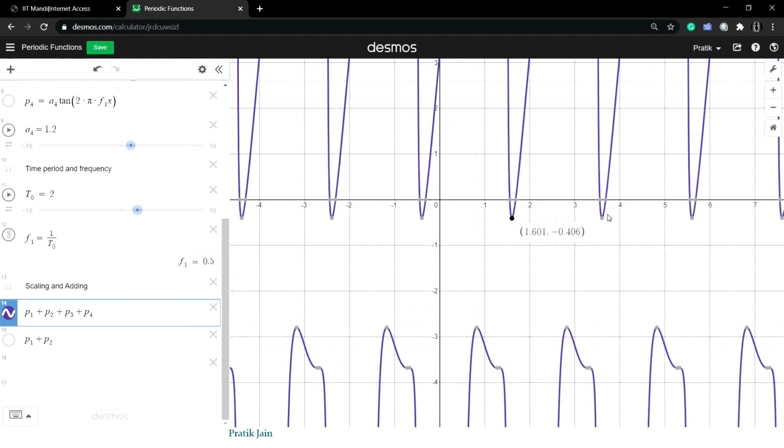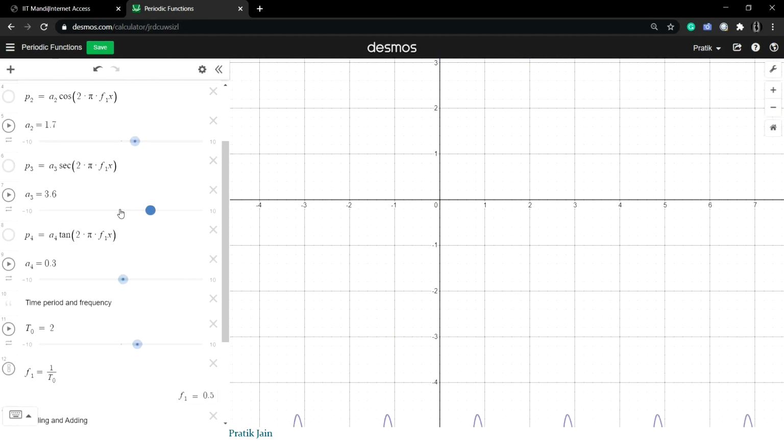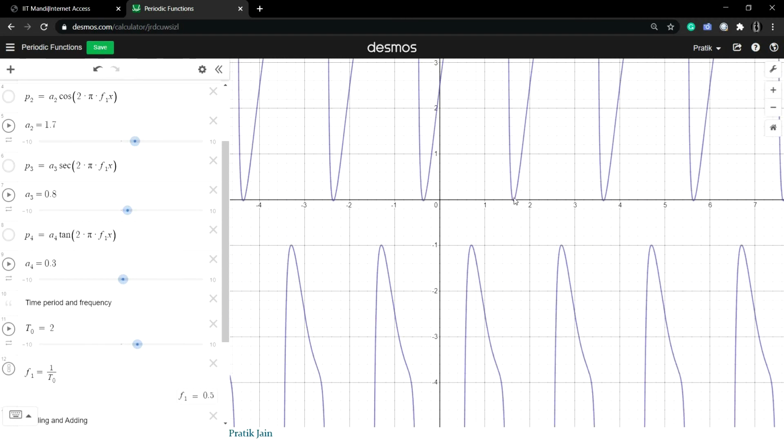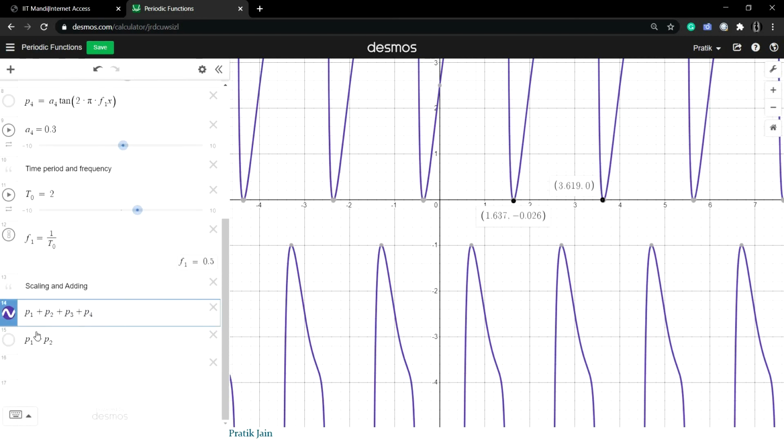If I take a point over here and another point over here, this is the x coordinate and the y coordinate. This is 1.6, this is 3.6. I had t naught as 2, so you see that t naught is still 2. 3 minus 1 is 2. No matter what you do, no matter how much you vary the amplitude of the other waves, the time period is always going to be the same. That is the output. This addition of all the vectors is again going to be a periodic wave having the same time period.